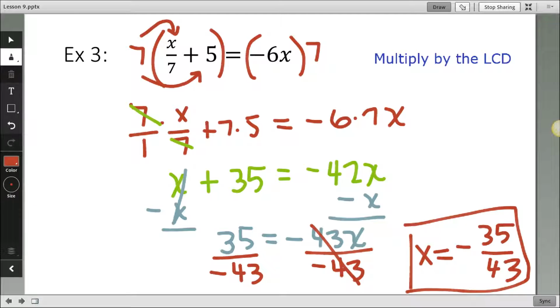And yes, it's okay if it's a fraction. Fractions are numbers. They are real numbers. They are rational numbers. They are fine. Don't think you're wrong just because you get a fraction.